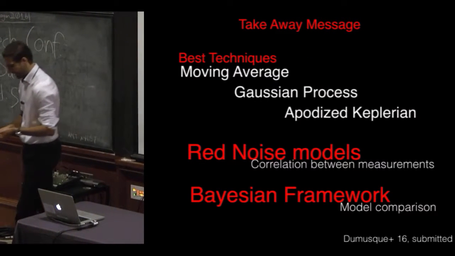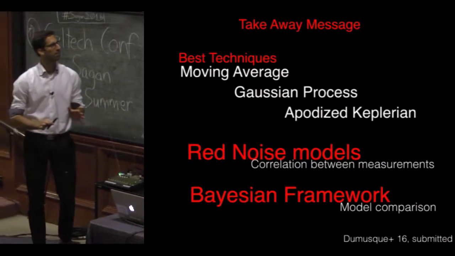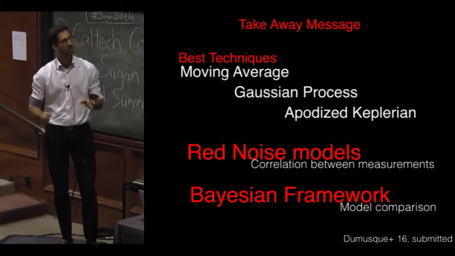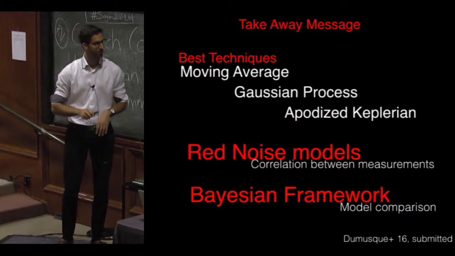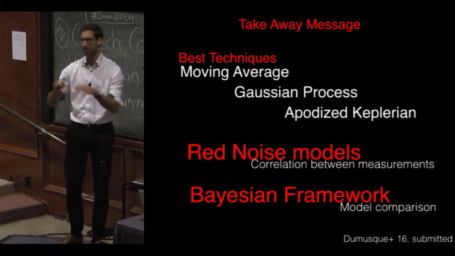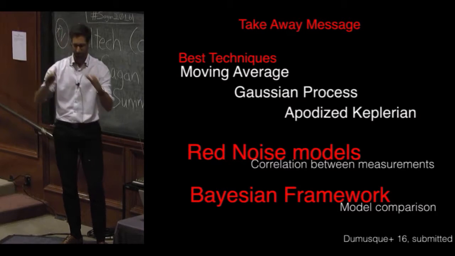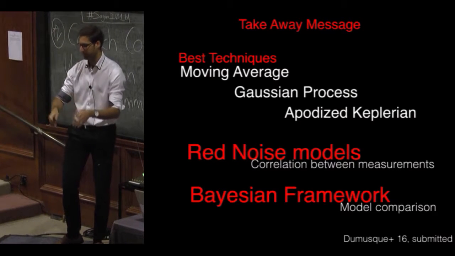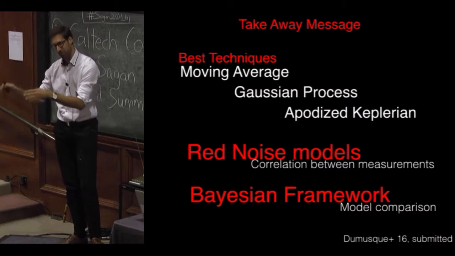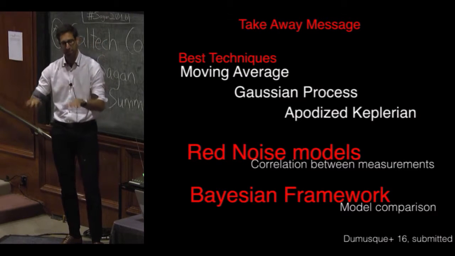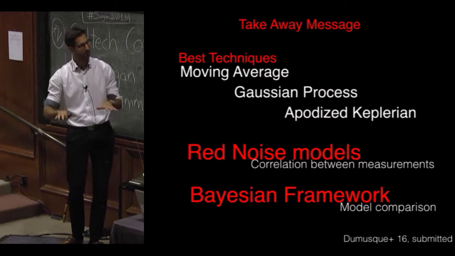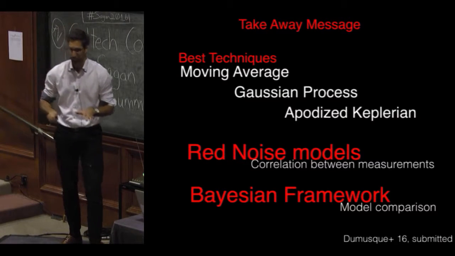But I think one of the takeaway messages of this challenge is that the teams that have used red noise models with a Bayesian framework, where you can compare between models, so you can do a model only with your Gaussian process, and do a model with your Gaussian process plus your planet. And then you can compare the evidence between the two, and you can say if one is significantly better than the other. I think this is really the way to go. Okay.